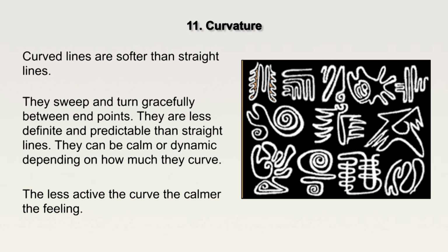Curvature. Curved lines are softer than straight lines. They sweep and turn gracefully between endpoints. They are less definite and predictable than straight lines. They can be calm or dynamic depending on how much they curve. The less active the curve, the calmer the feeling.